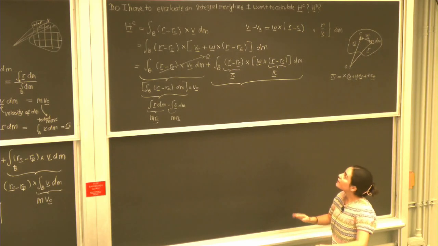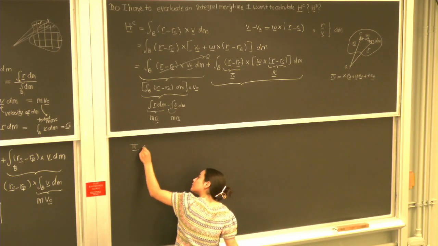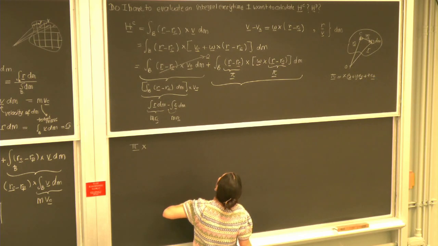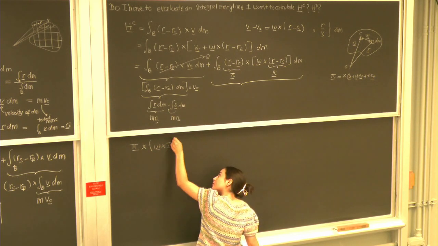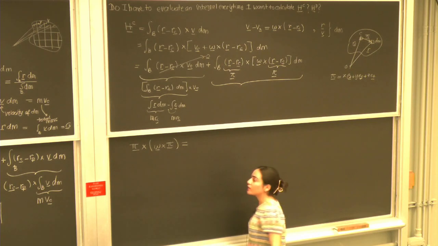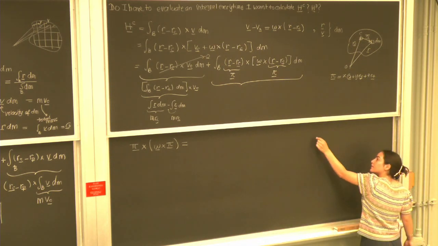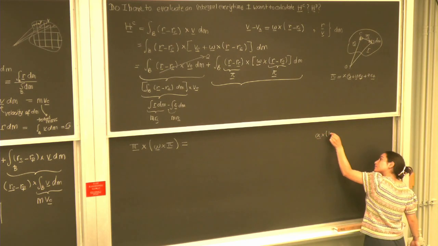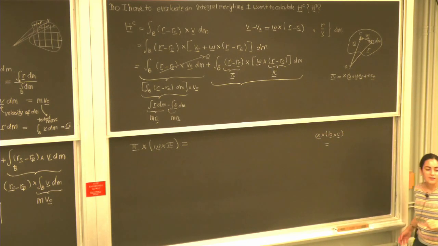I'm just gonna take the integrand, pi cross omega cross pi. Okay, I want you to Google the BAC-CAB identity, please, and tell me what this is equal to. Who can Google it? What is this equal to?